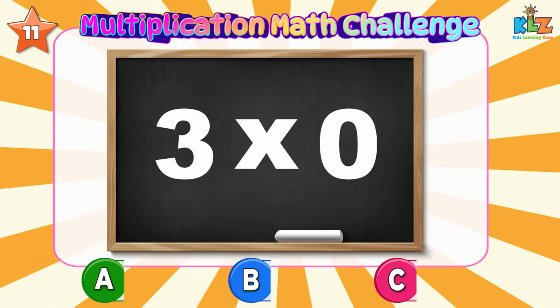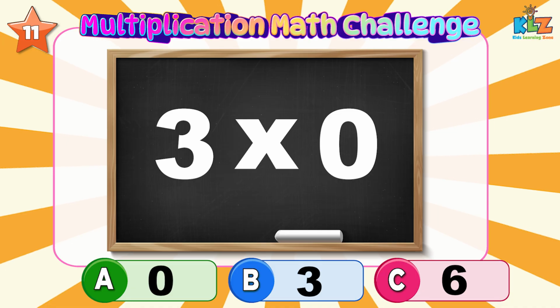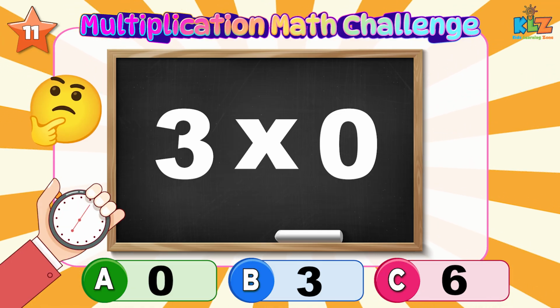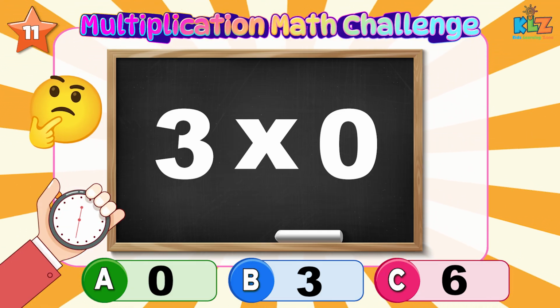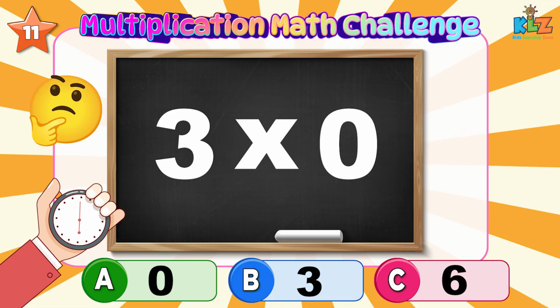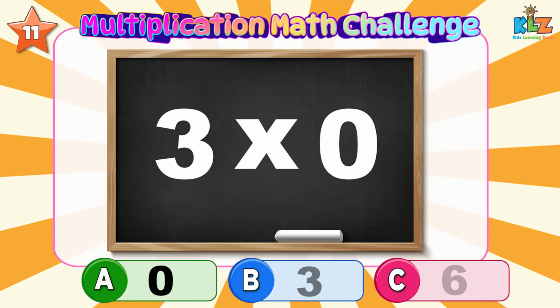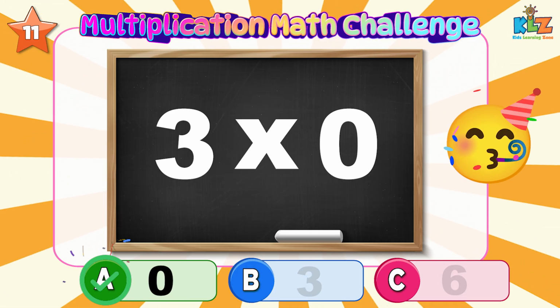What is 3 multiply 0? Let's see if you can find the answer in 5 seconds. Correct answer, option A, 0. Awesome.